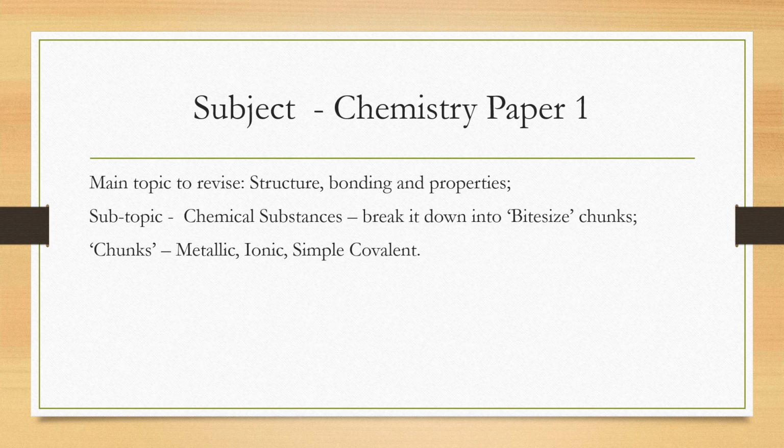The example I've chosen is a topic from chemistry paper 1. So I started looking at the topic C3, which is structure, bonding and properties. I then chose a subtopic, which is chemical substances, and I've chunked that down into metallic, ionic and simple covalent substances.